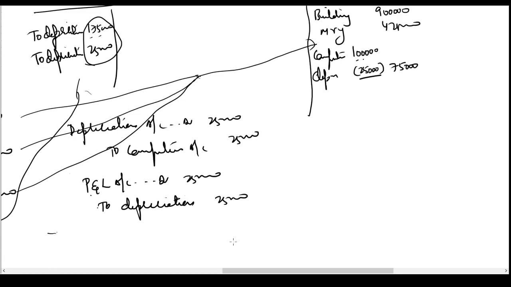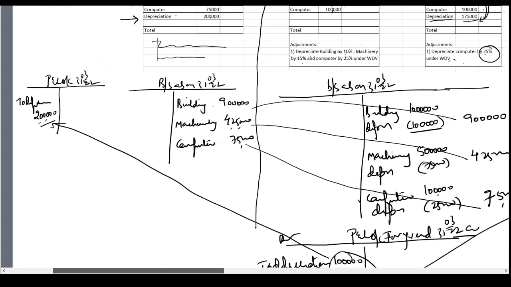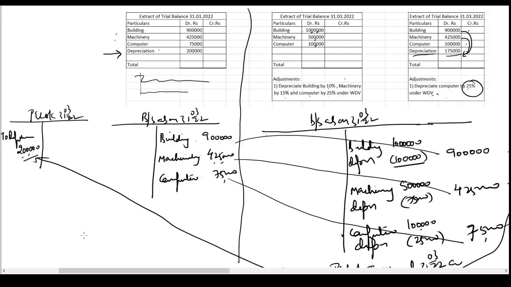So this is how we deal with depreciation when it is given inside sometimes the trial balance, sometimes it is given as an adjustment in the trial balance, outside the trial balance. Sometimes depreciation appears both inside and outside the trial balance. So this is how we deal with depreciation when we are doing final accounts problem.